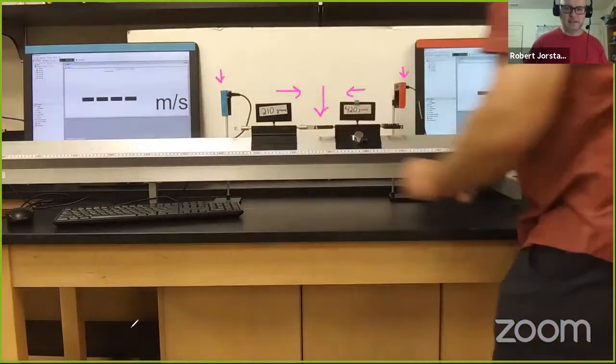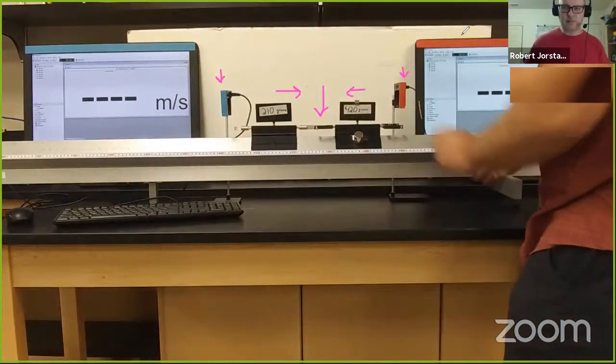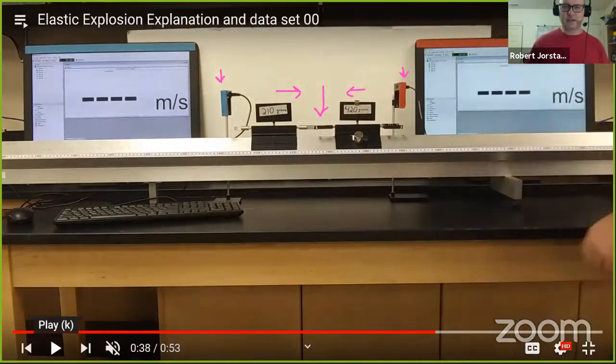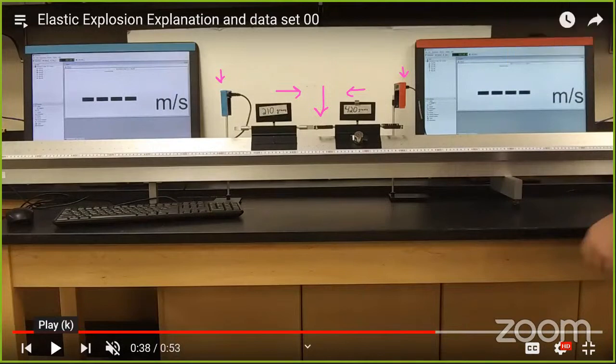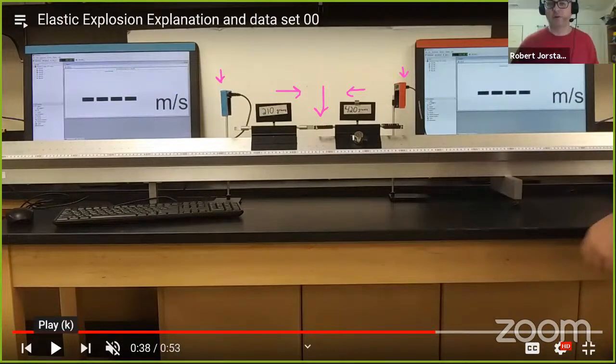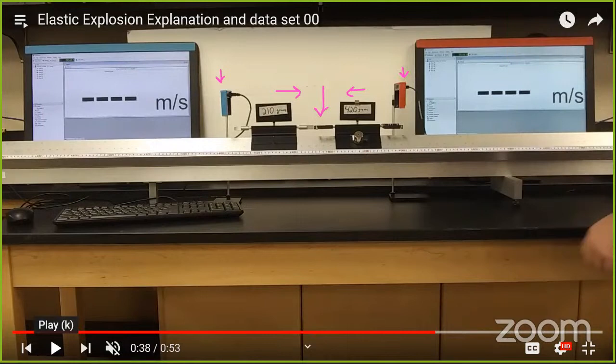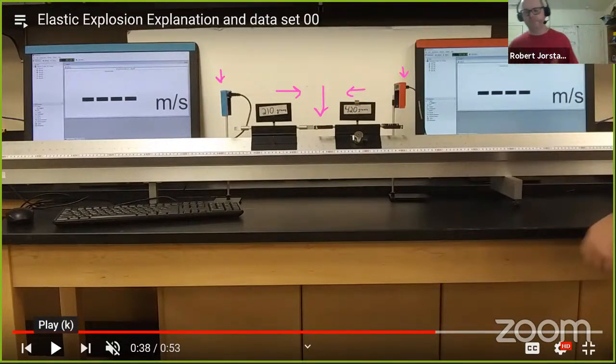So if you had to guess, when we run this experiment, I'm going to squish them together. Which one should be moving faster after I let go of it? The 420 or the 210? 210? The 210. Which one is going to exert more force during the separation, during the explosion, so to speak? Equal force. Which one has a longer collision time?